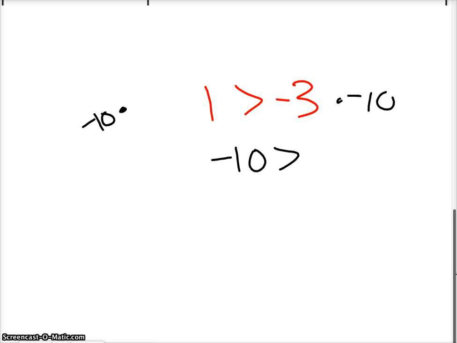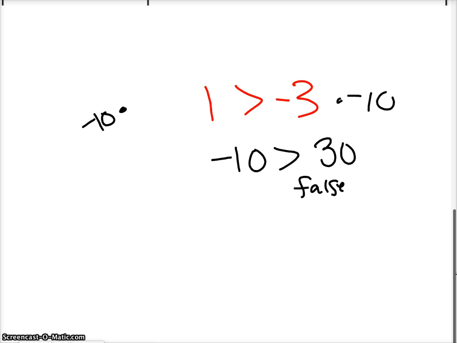Now watch what happens if we do a negative. So let's times through by negative 10. What's negative 10 times 1? Negative 10. What's negative 3 times negative 10? 30. Is negative 10 bigger than 30? No. What happens when you times through by a negative, it creates a false statement.